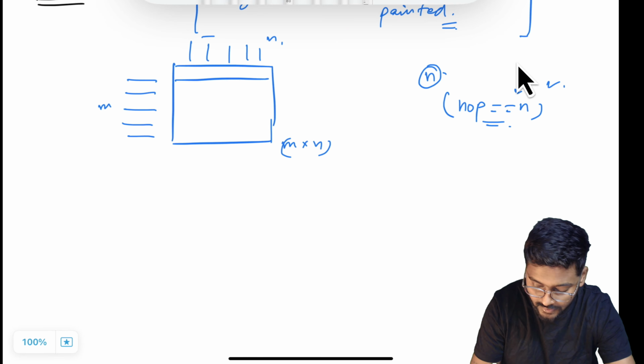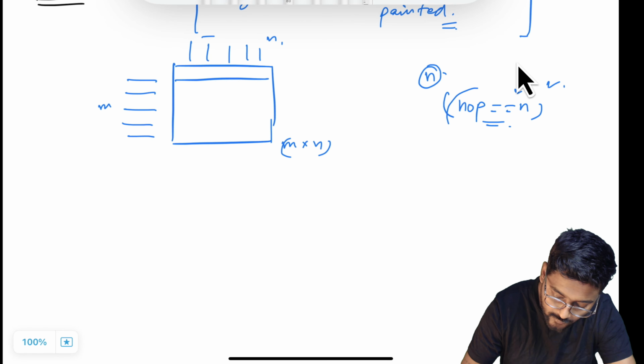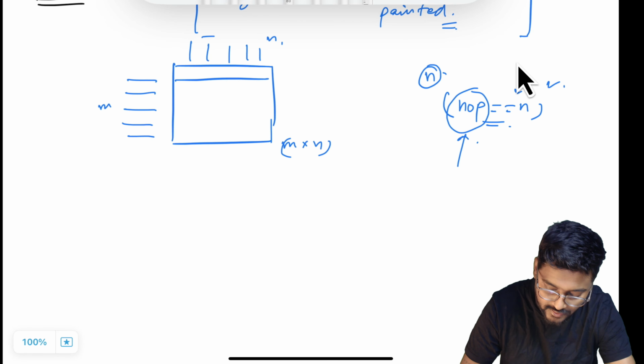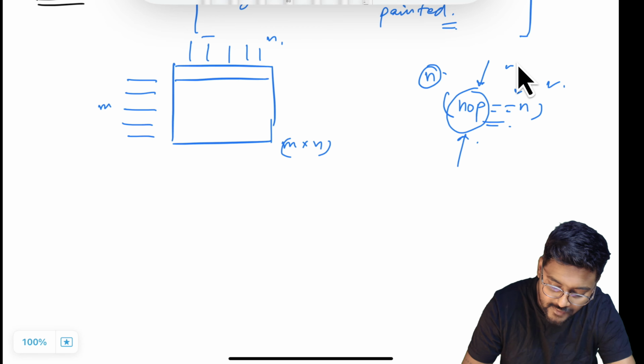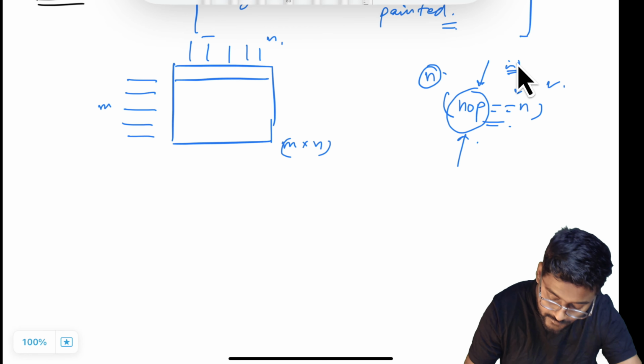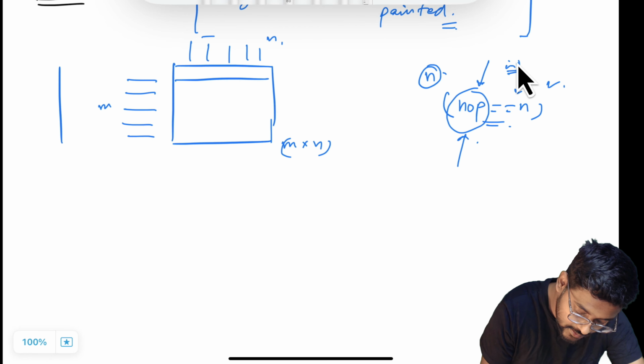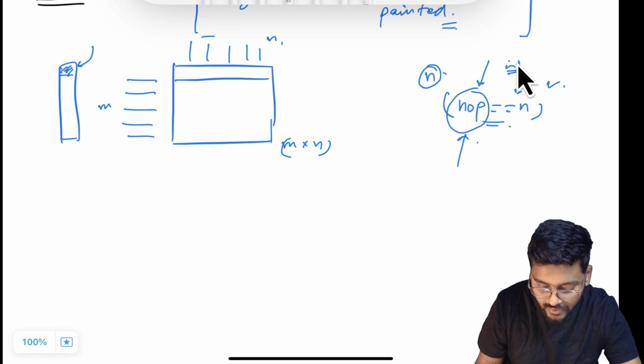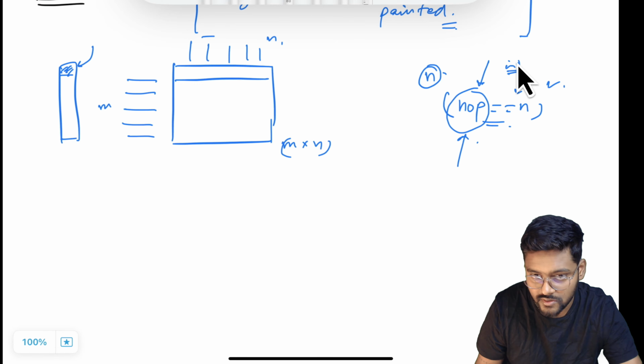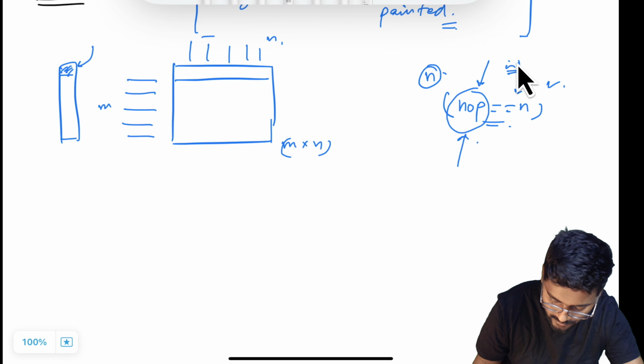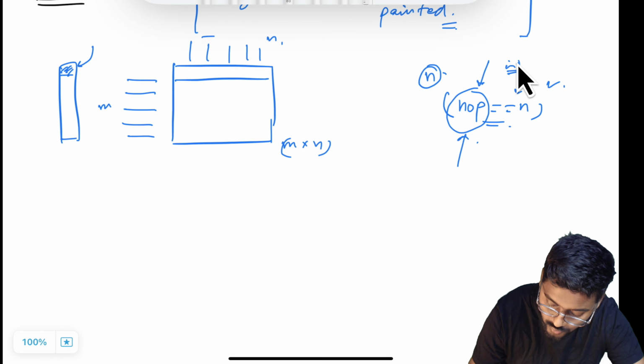is completely painted. It means the number of painted elements, if I store it somewhere, what is this value? This is an integer value. So if I store an integer value corresponding to the first row, this integer value is going to contain the number of painted cells in the first row. That's all. And the same thing I can do for the column.